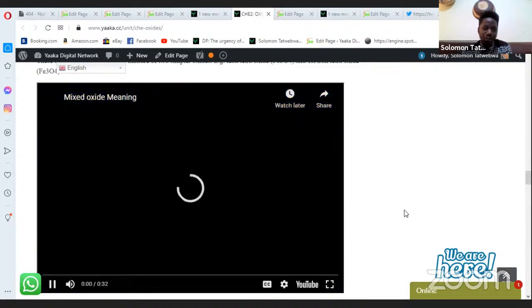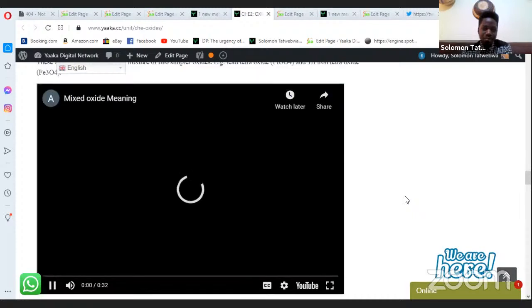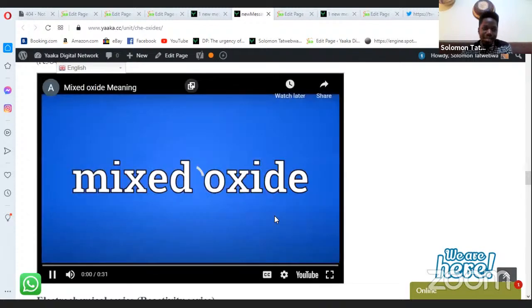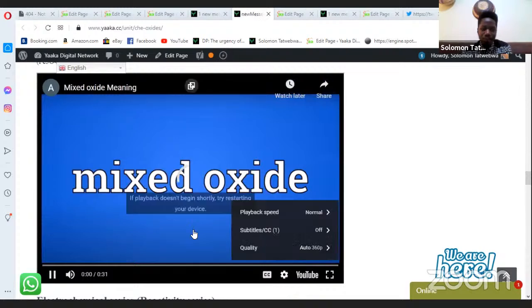This one is going to be very, very short. So it's a simple definition of mixed oxides. Let's see the meaning. Mixed oxide.